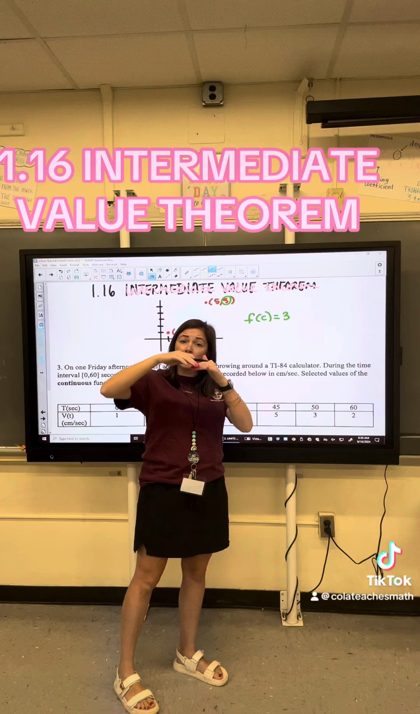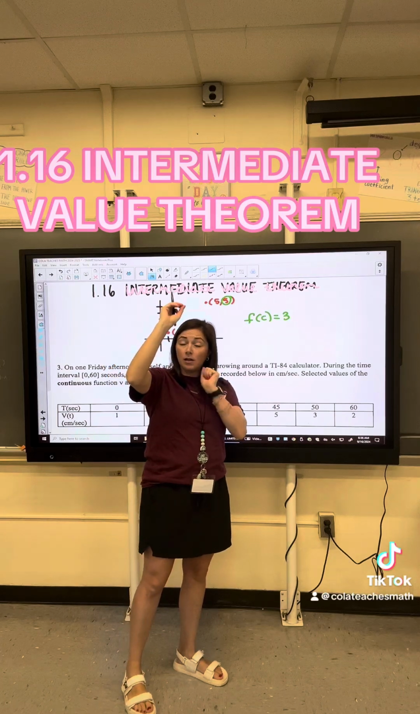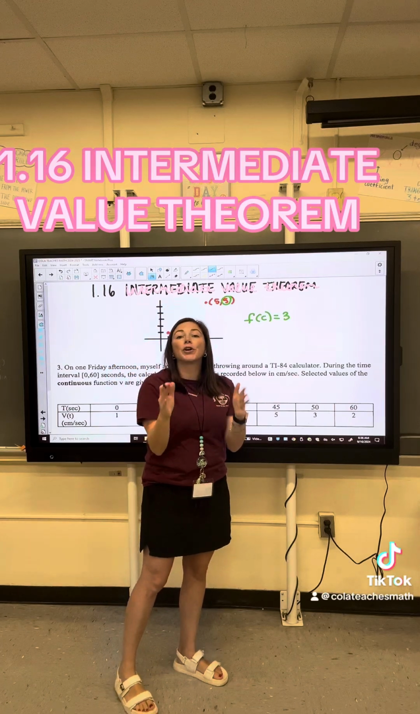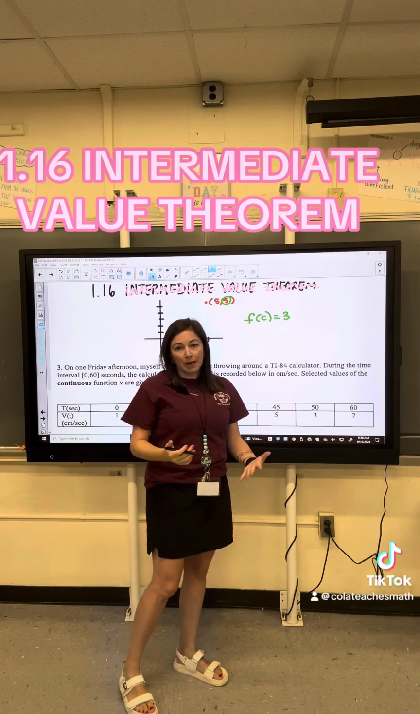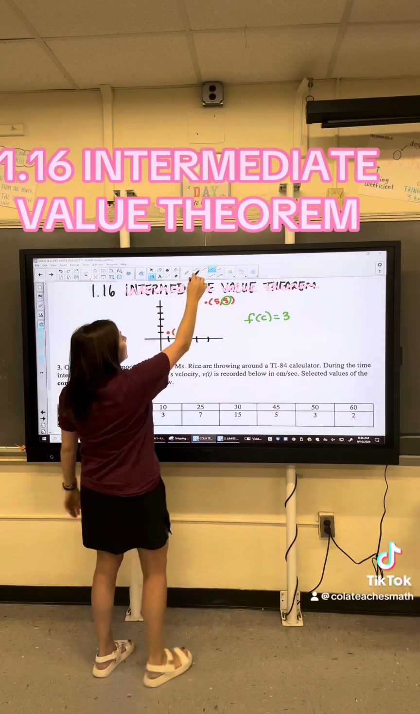It's saying we're going to hit every single y value in between the y values that are given as long as we're continuous. That's like the biggest thing. What's annoying is how to explain it. But let me just show you. So we have a few options.